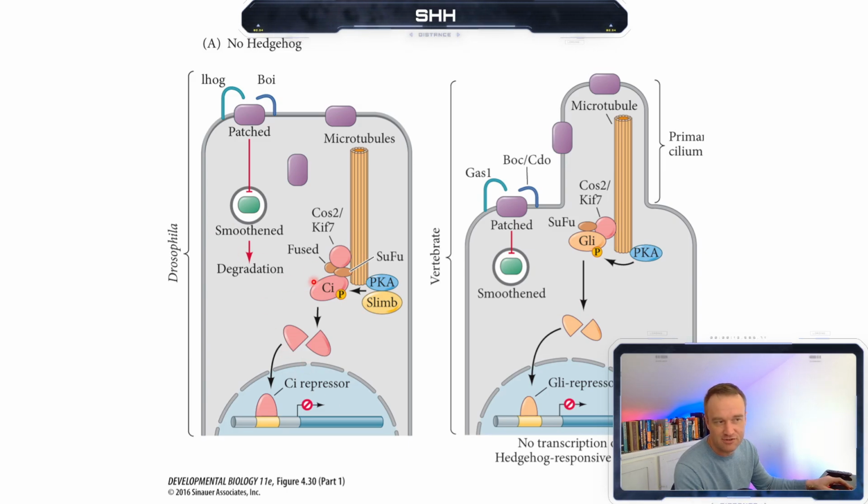The proteins are different. So CI is the repressor. We still have PKA in there. Some of these are slightly different. COS2 and KIF7 are the same. SUFU is in there. There's another one called Fused. So they're very similar, but for purposes of the exam and stuff, we're going to focus on the vertebrate one.